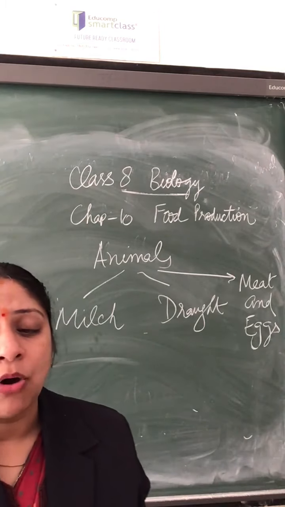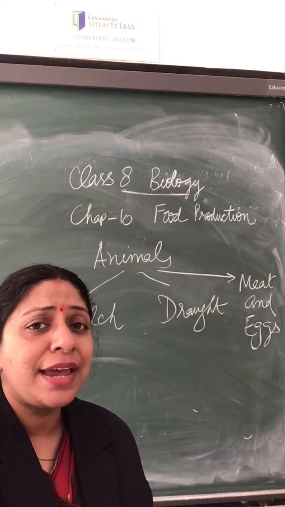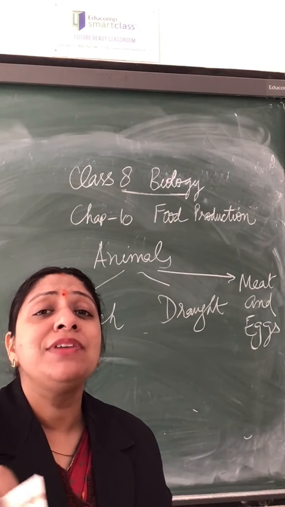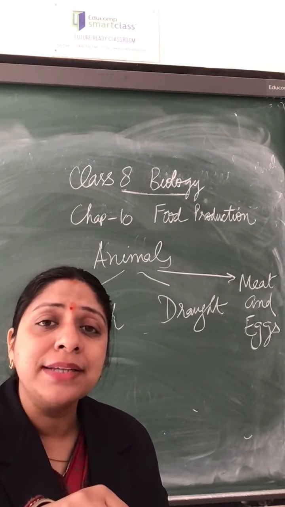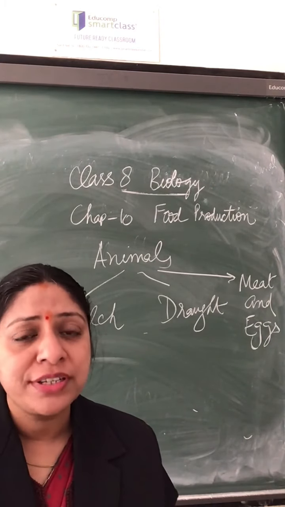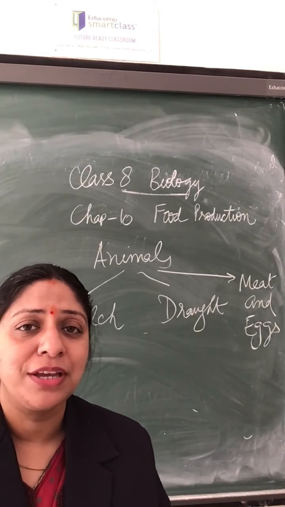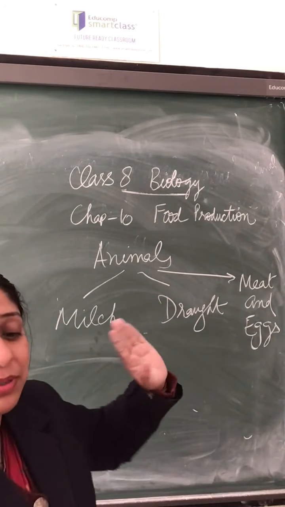Let us now come on to the drought animals. The drought animals, as I already said, are used for carrying heavy loads on their back. And these animals can be elephants, camels, horses, bulls, and even donkeys. So they are all considered as the drought animals.